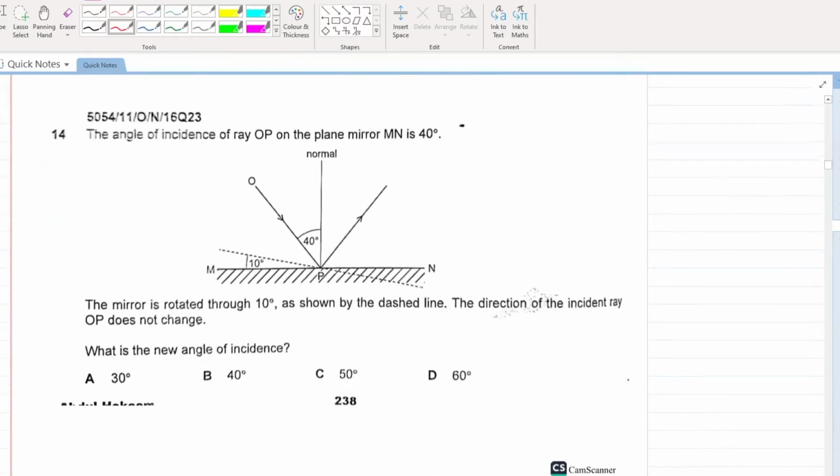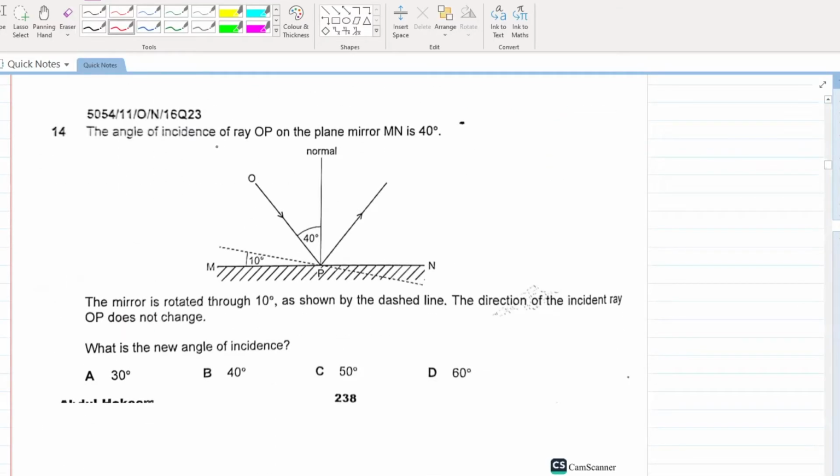Let's further move ahead. Let's see this question. The angle of incidence of ray OP on the plane mirror MN is 40 degrees. So this is a mirror MN. This is your angle of incidence, that is 40 degrees. The mirror is rotated through 10 degrees as shown by the dash line. The direction of the incident ray OP does not change. So this OP remains in the same direction.